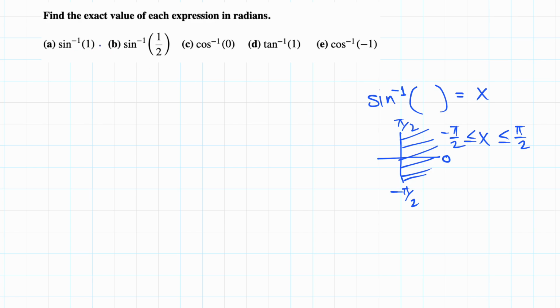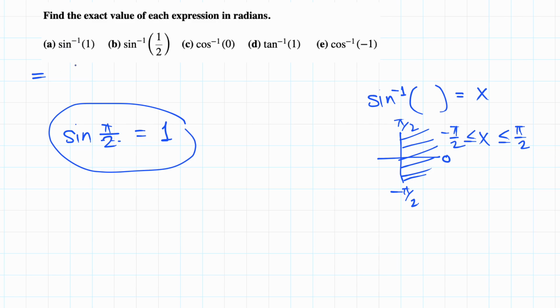Okay, so here sine inverse of 1. Essentially we want to find the angle whose sine is 1. So sine of which angle is 1? The angle should be in between -pi/2 to pi/2, inclusive. We know that sine of 90 degrees, or pi/2, is 1. That means sine inverse of 1 will be pi/2, and that pi/2 is in this range.